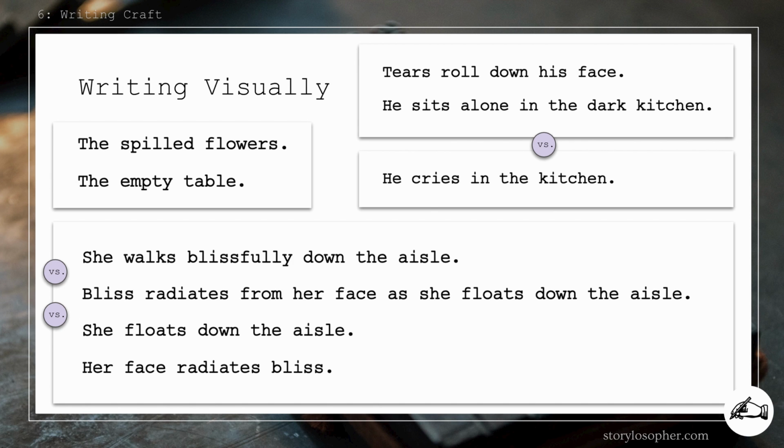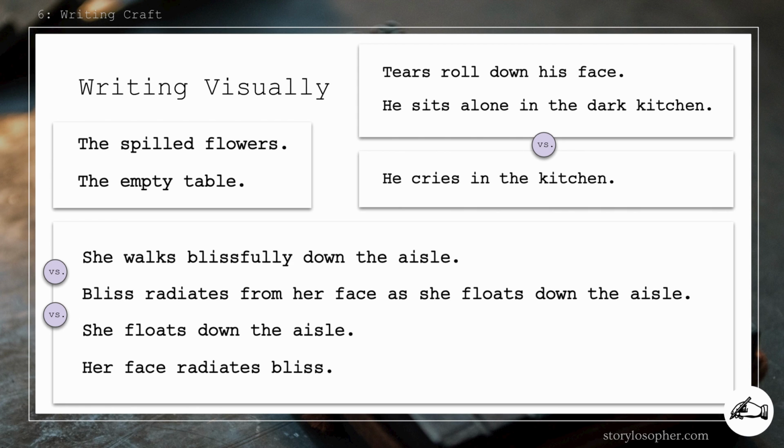So another example, over on the right. 2 different ways to say the same thing. Tears roll down his face, he sits alone in the dark kitchen, or he cries in the dark kitchen. It's not that one is better than the other, it just depends on what you want to show. If it's not very important that he's crying alone in the kitchen, then you can probably use the bottom one. He cries in the kitchen. But if this is a pivotal moment, and you want to up the tension, increase the importance of that moment, expand it, give it more space, then you use the top one. Tears roll down his face, he sits alone in the dark kitchen.